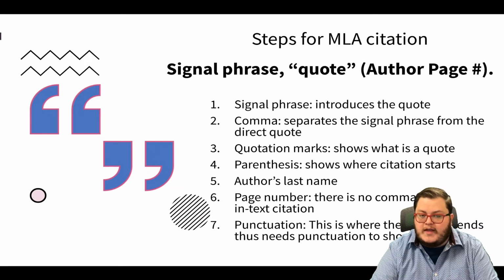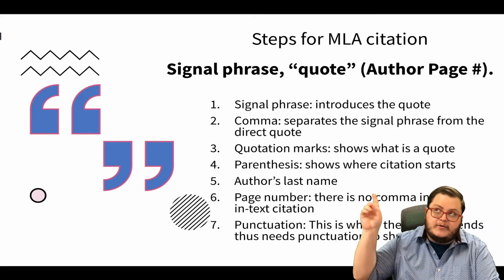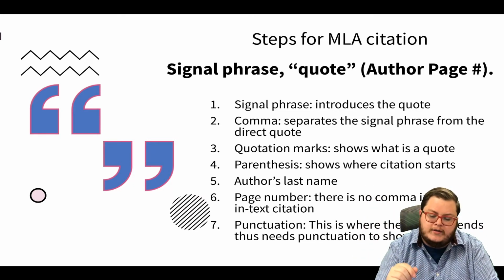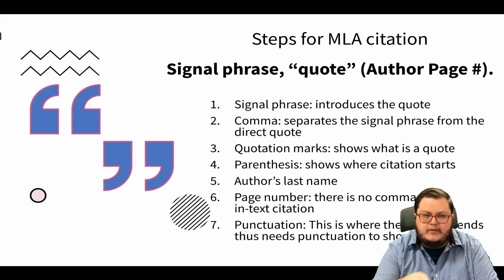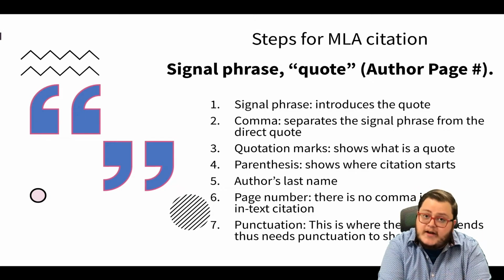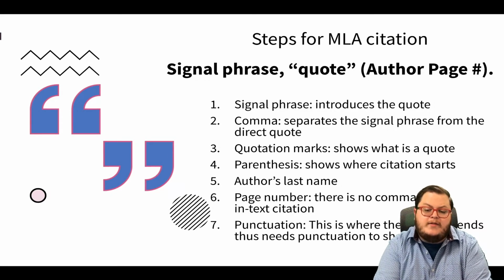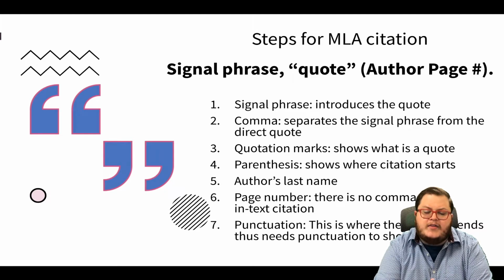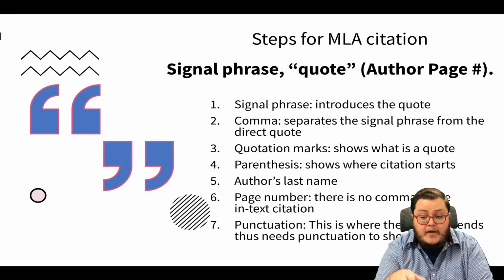And then steps for MLA. At the very top of the slideshow here, I hope I'm pointing in the right direction. I don't know, we'll find out. So signal phrase, which we just talked about, then your direct quote, then the author, which is the last name of the author, and then a page number. There's no comma. MLA 8th edition has removed the need for the author's last name, comma, page number. Now it's just author, page number. And then at the very end, you have punctuation.